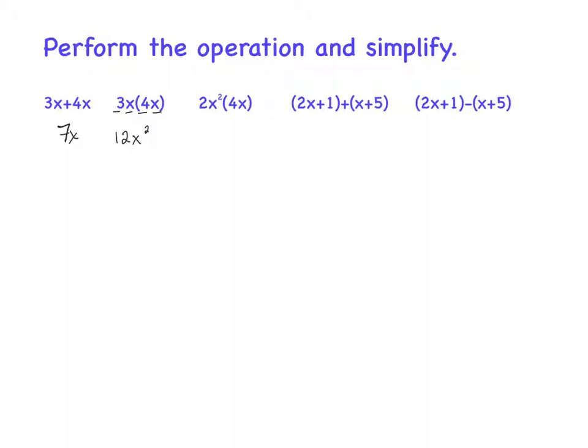And this is very much a review. It'll make a little bit more sense later. On the next one, 2x squared times 4x. We've got 2 times 4 gives us 8. X squared times x. If we have x squared, that's x times another x. So if we have x squared times x, that gives us x to the third. So that one's going to be 8x to the third.